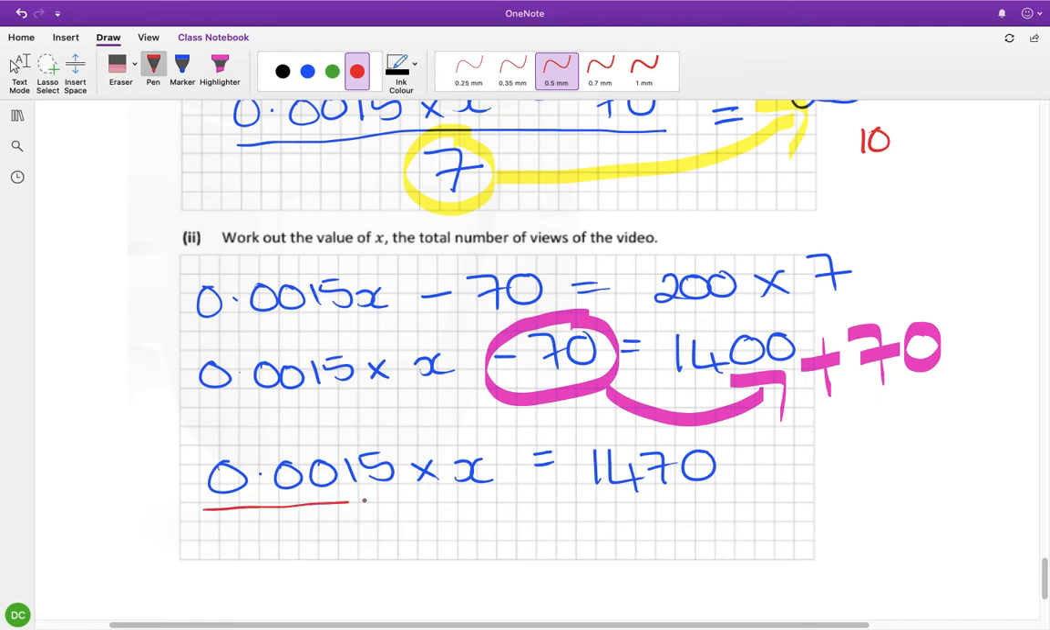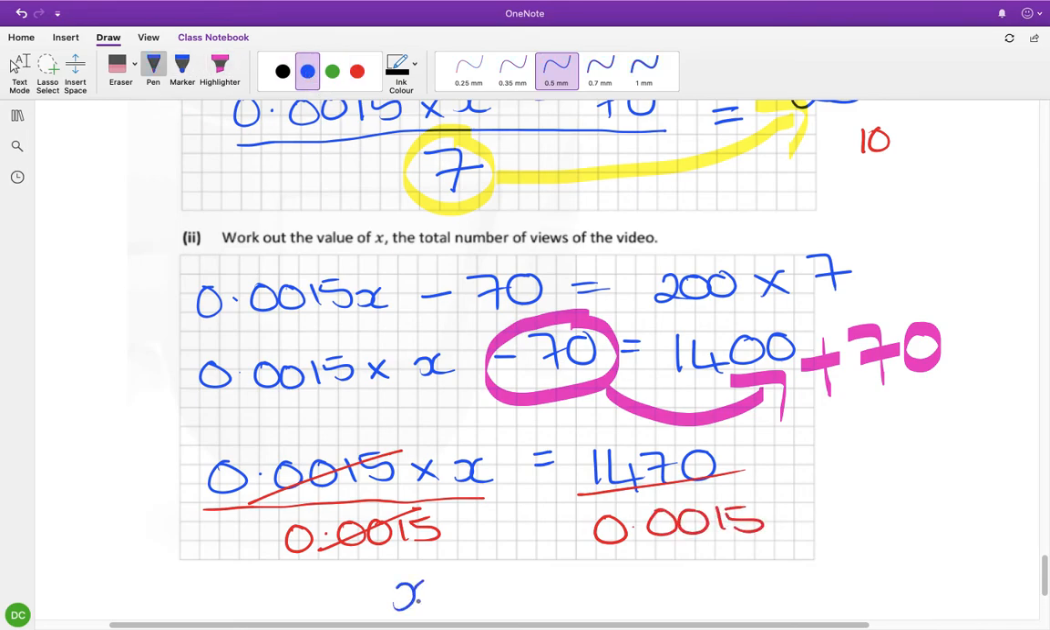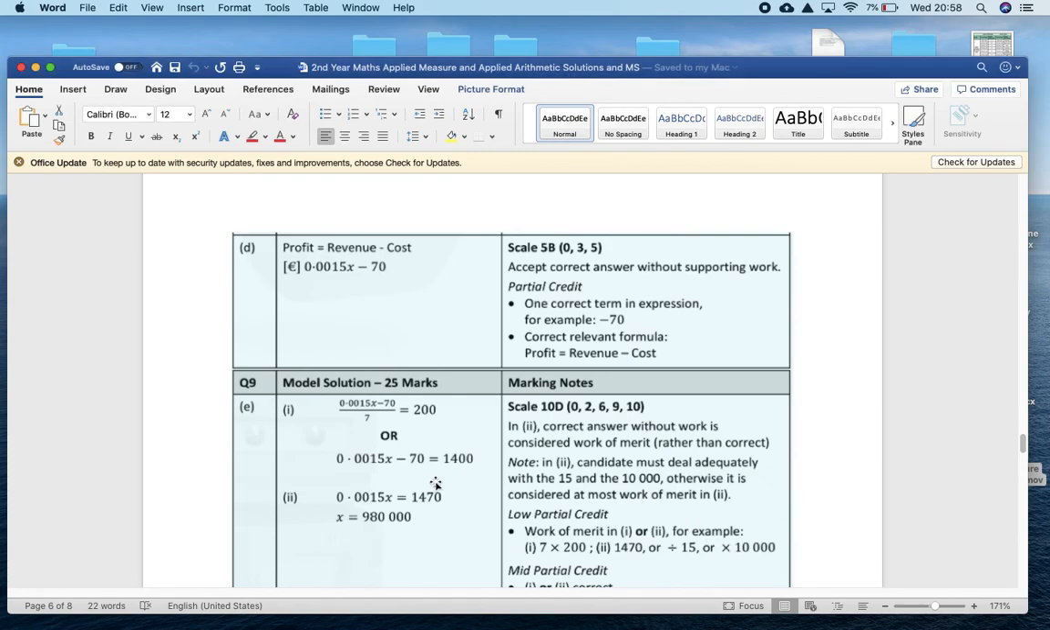And then the last part, which we've done a good bit of: these are multiplied. So to get rid of the 0.0015, I divide by 0.0015. That'll take that out, but whatever I do on this side, I have to do on this side. Okay, and x equals 1470 divided by 0.0015. And so apparently, for them to make €200 each, that is 980,000 views that they will need. Yep. So there it is.